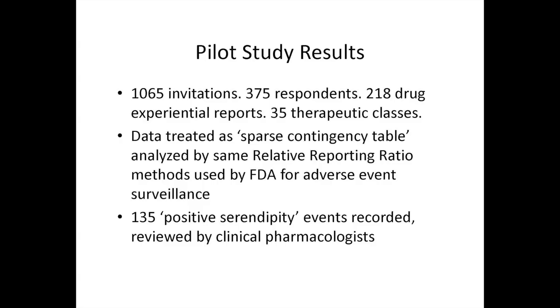Here are the results. So we sent out over about 1,000 invitations. 375 patients responded. We had 585 experiential reports. We organized those not into specific drugs, but into therapeutic classes. The data was treated, for those of you who are biostatisticians, as a sparse contingency table. This is the same kind of thing that the FDA does. They use relative reporting ratios. In other words, what they want to do is say, is there a higher frequency than we expect of the report of an adverse effect?